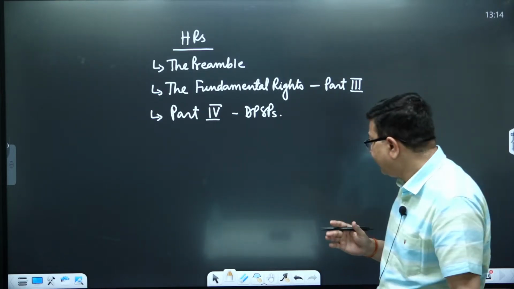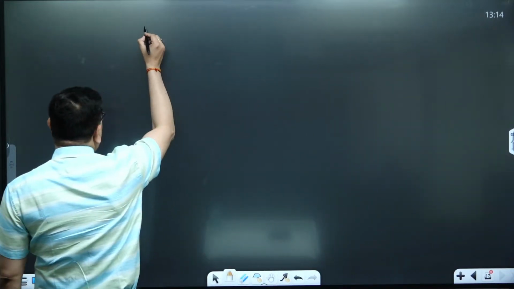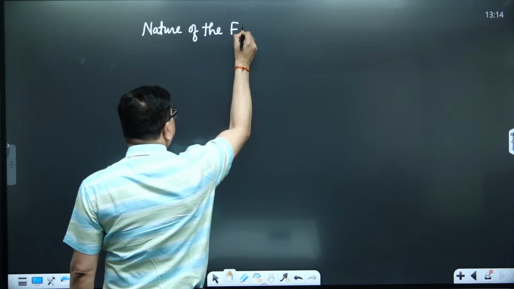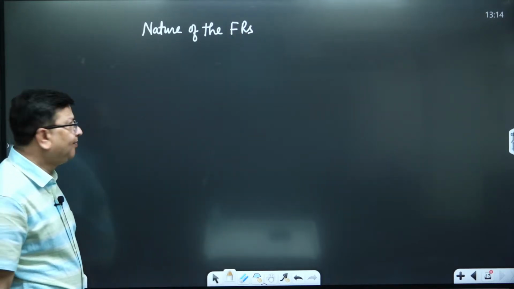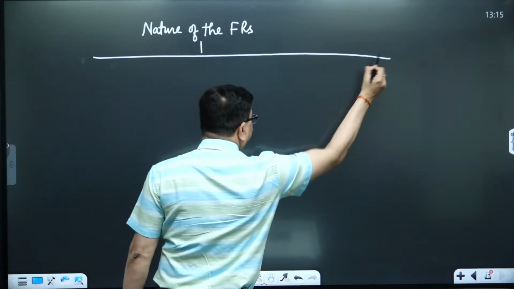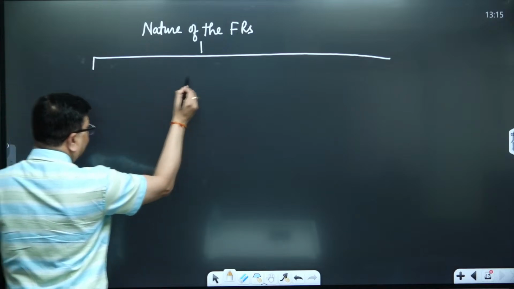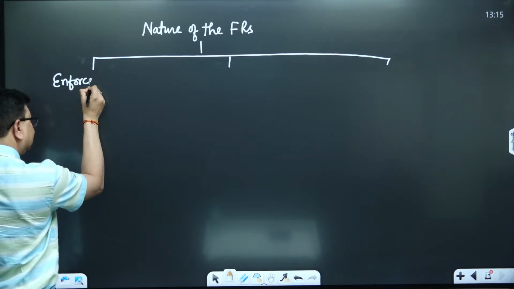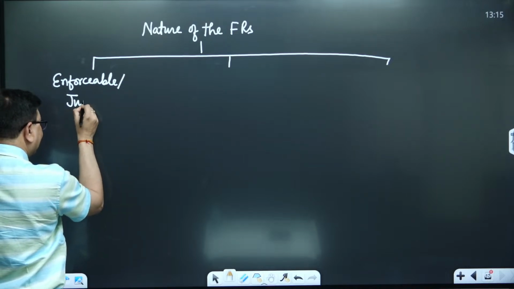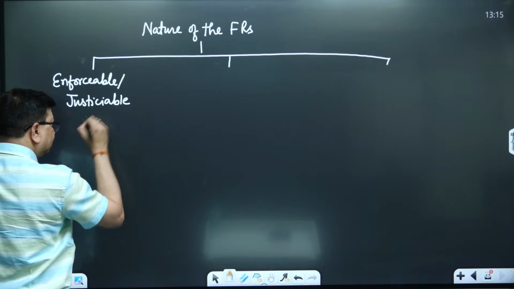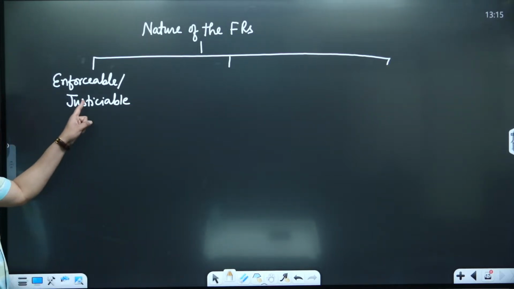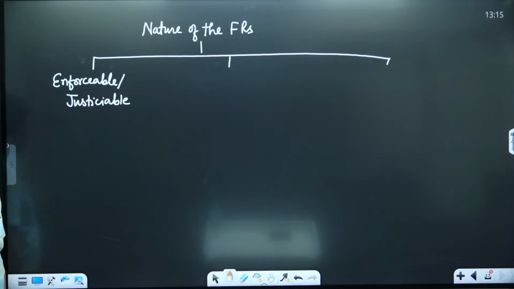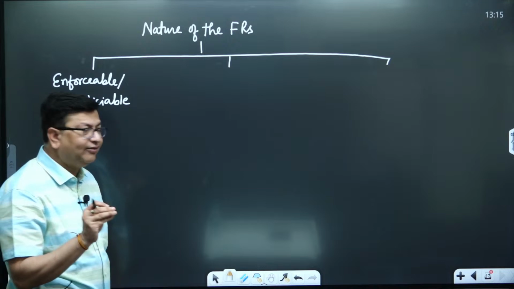Now, because these are general questions, now from the nature of the fundamental rights: the fundamental rights are enforceable or justiciable. That is, one can approach the court, including the highest court of the country, that is the Supreme Court, if the fundamental rights are violated or if they are not enforced.